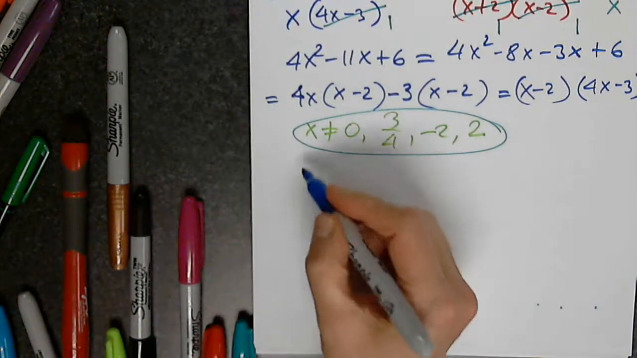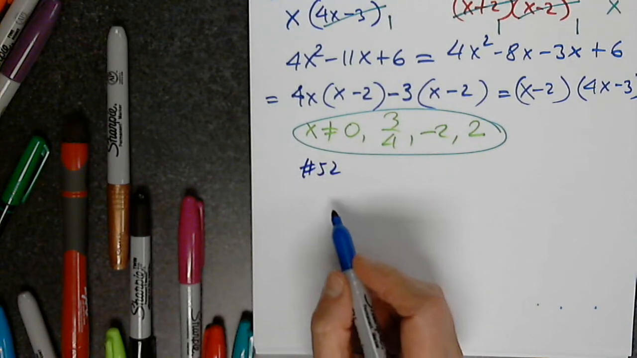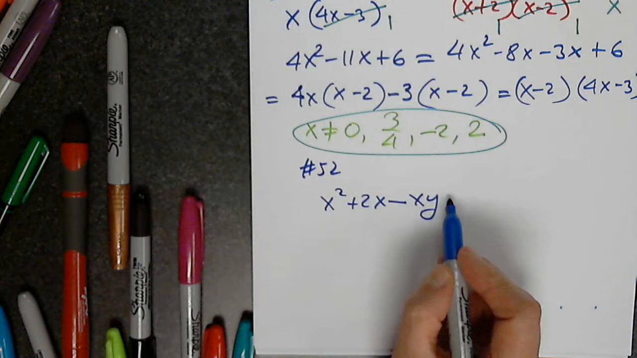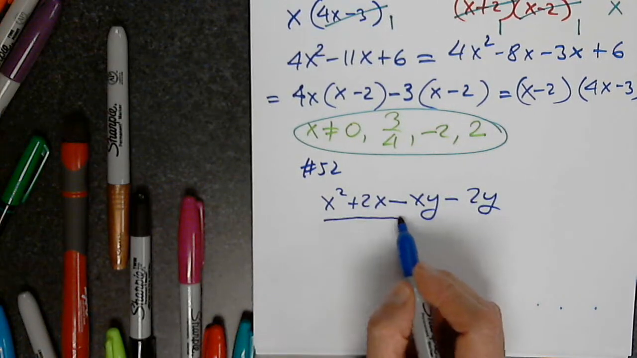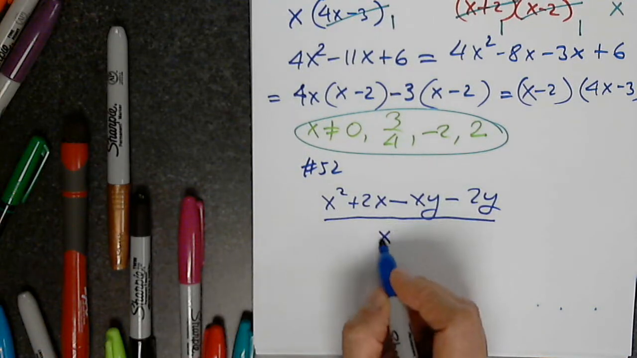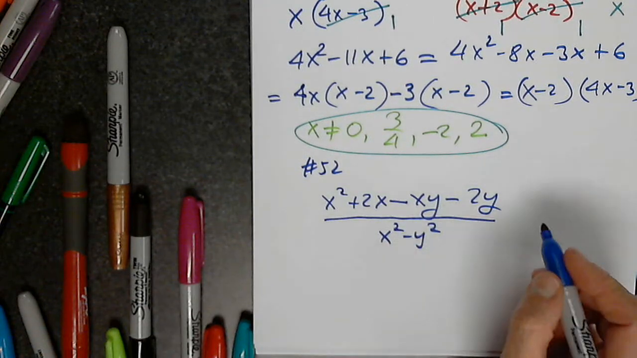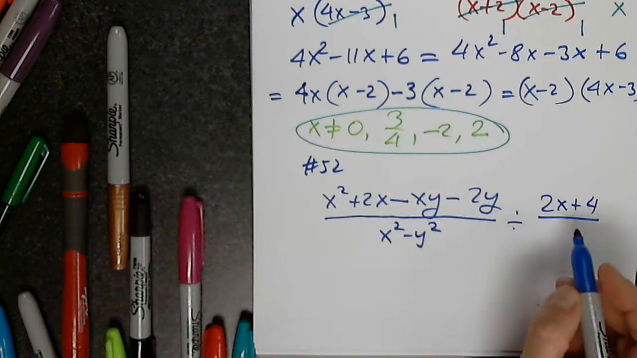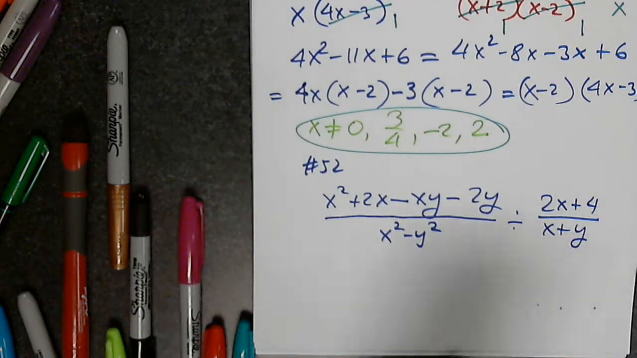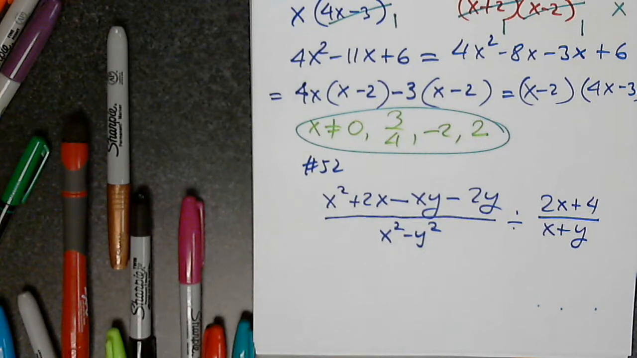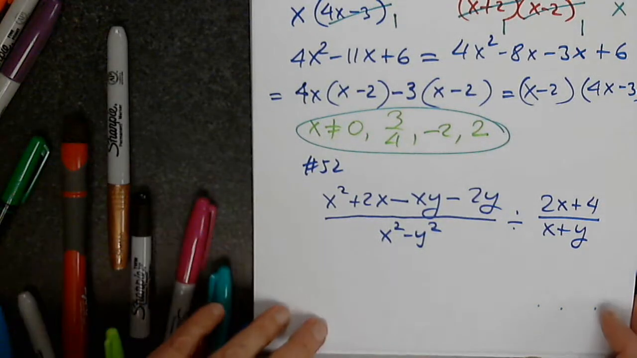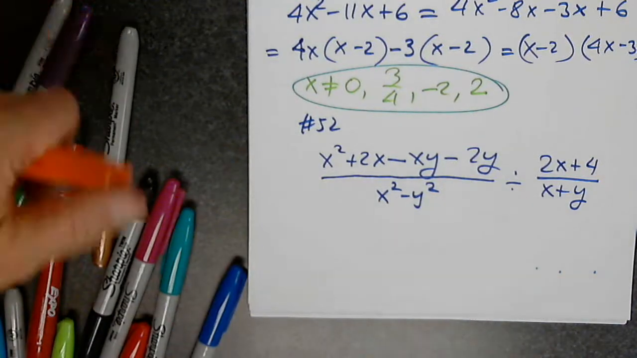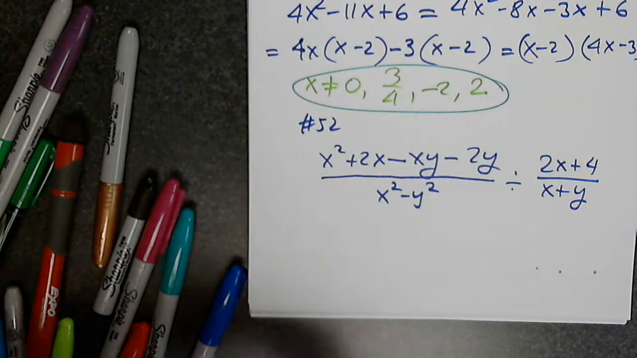52 caught my eye. X squared plus 2x minus xy minus 2y over x squared minus y squared. I do not require you to state restrictions if there are two variables in the problem. You can, but if you just say, assuming all conditions are fulfilled, I'm fine.